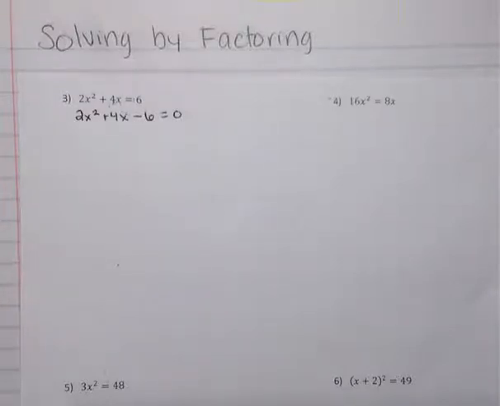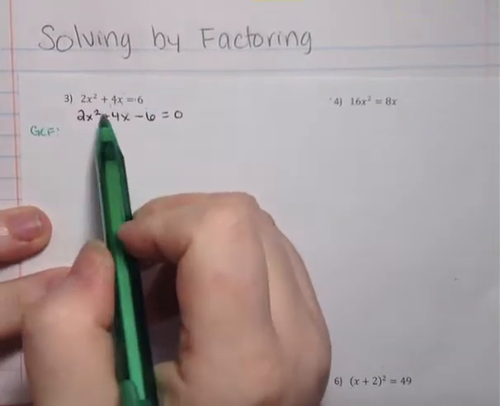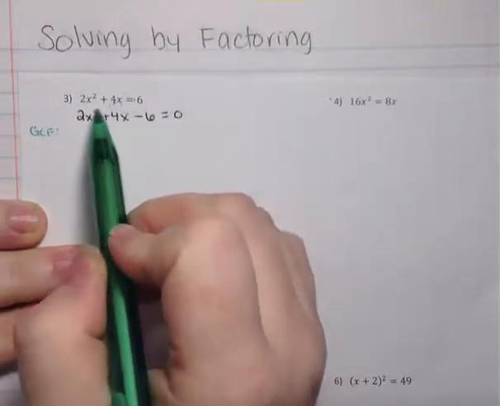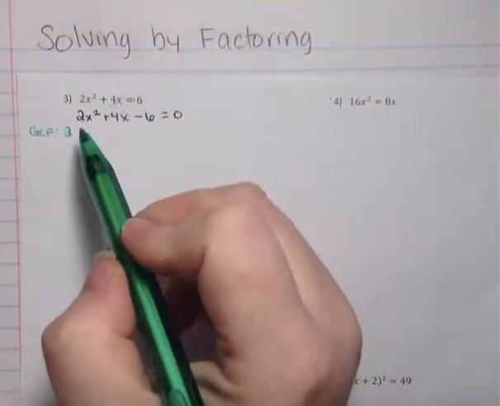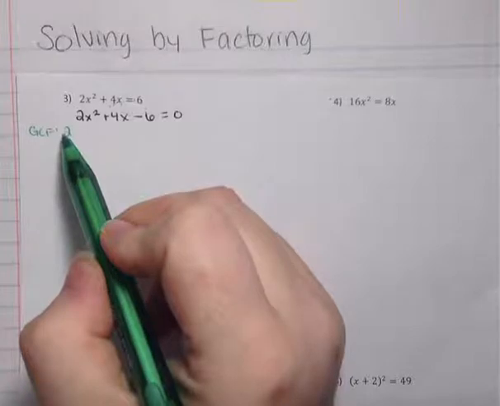Our first step is always our GCF. So if we're factoring GCF, the smallest number is 2. 4 can be divided by 2, 6 can be divided by 2. Therefore, our GCF is 2. All three terms do not have an x, so our GCF is 2.